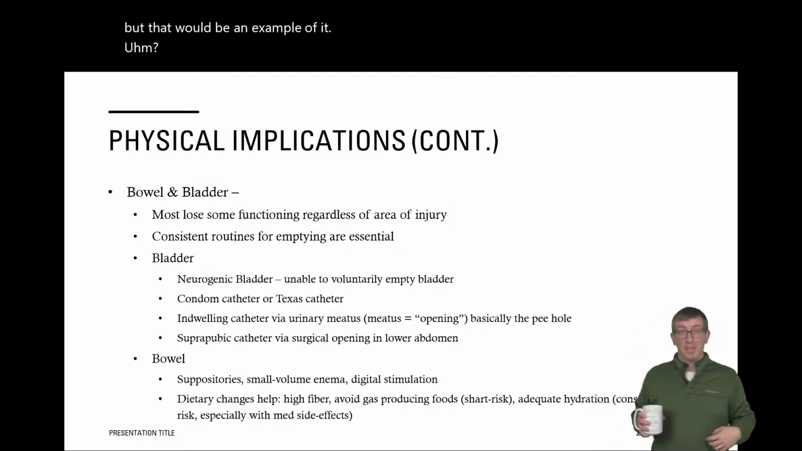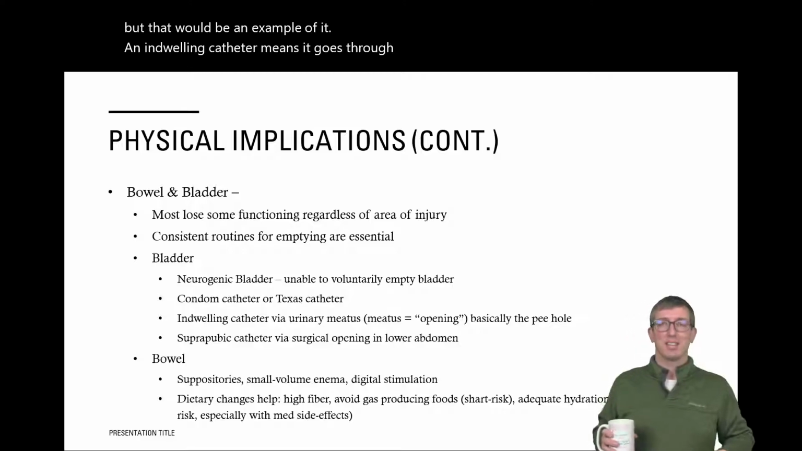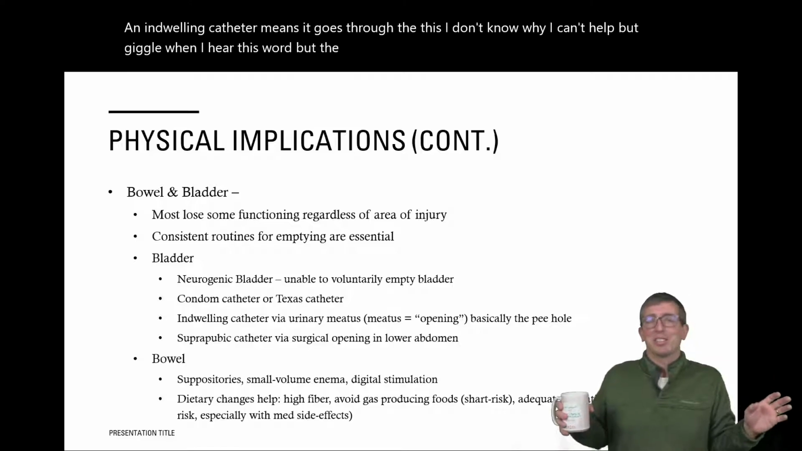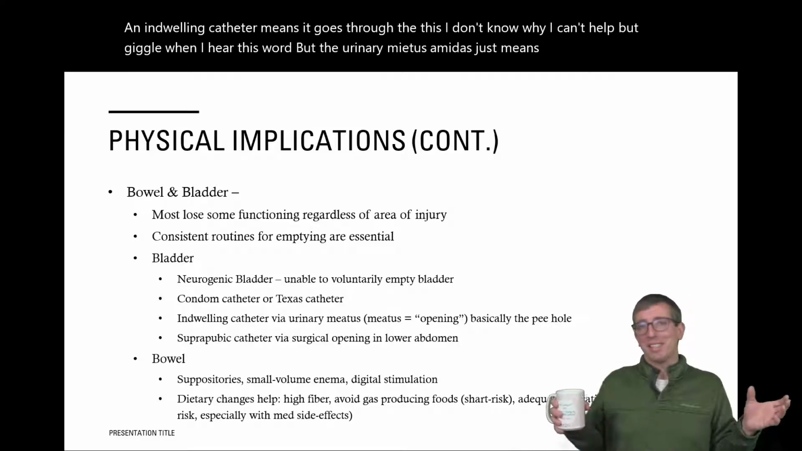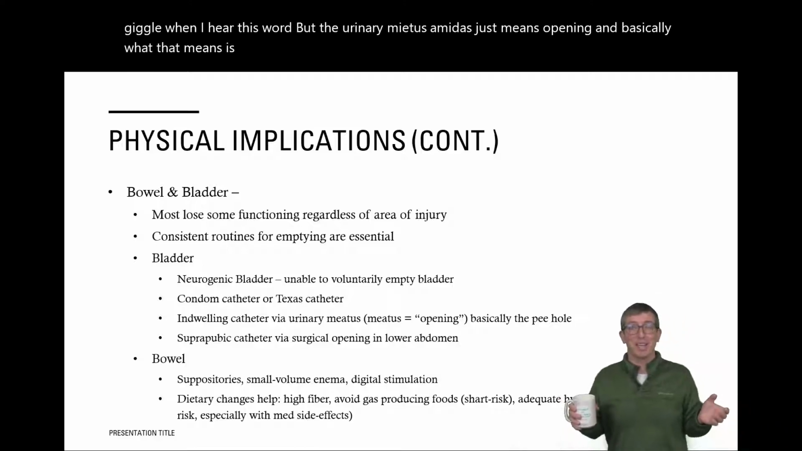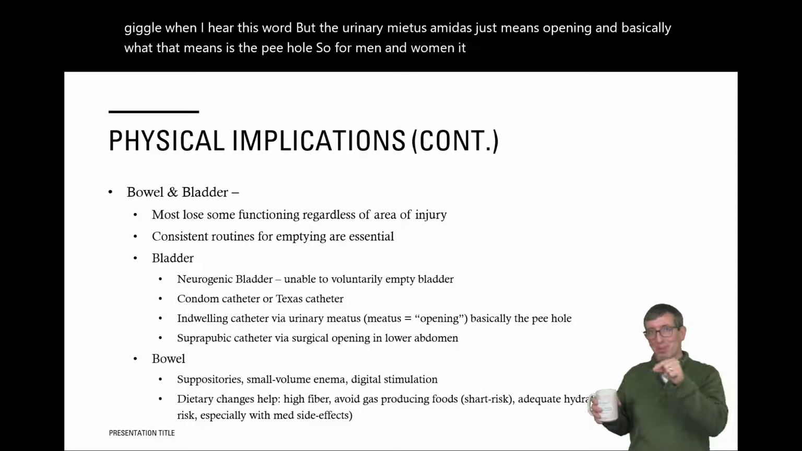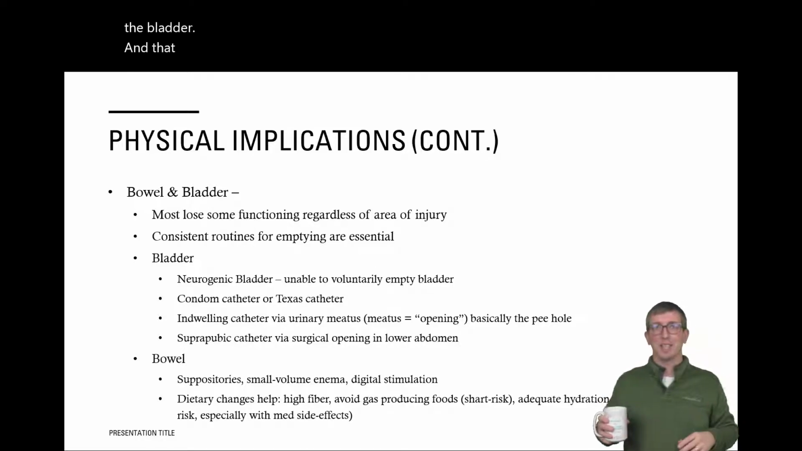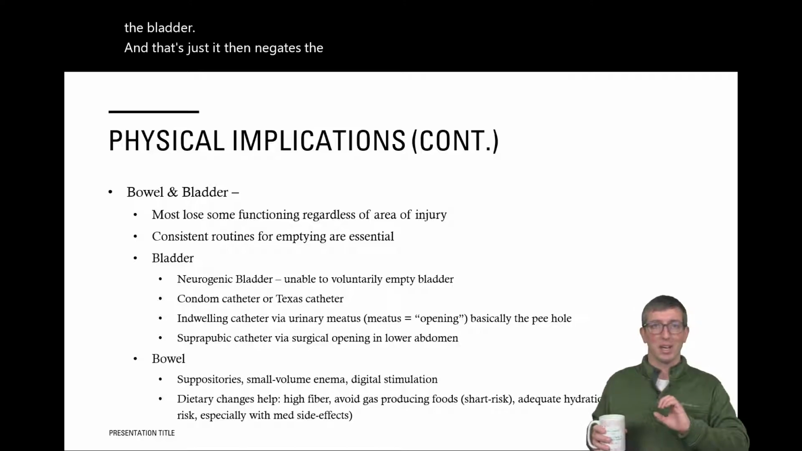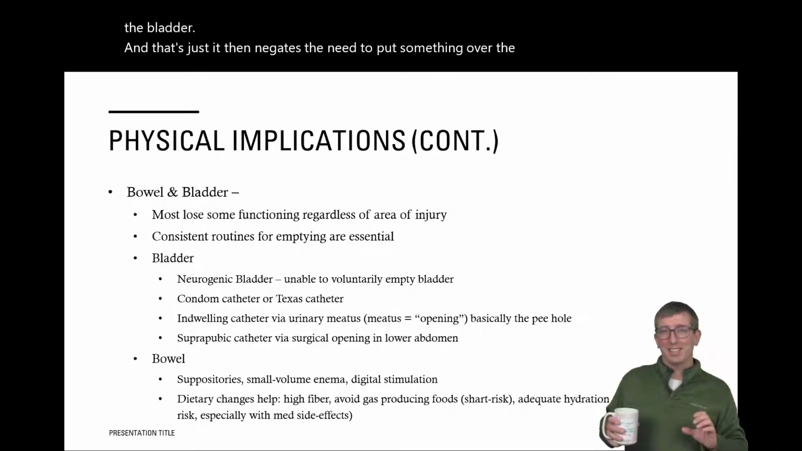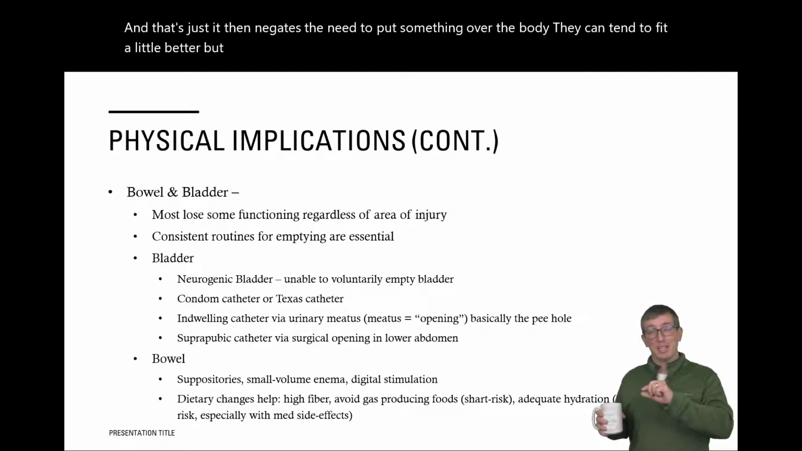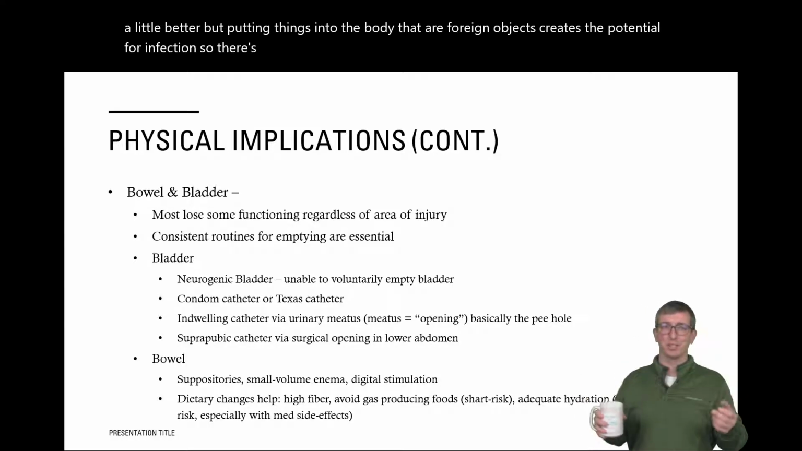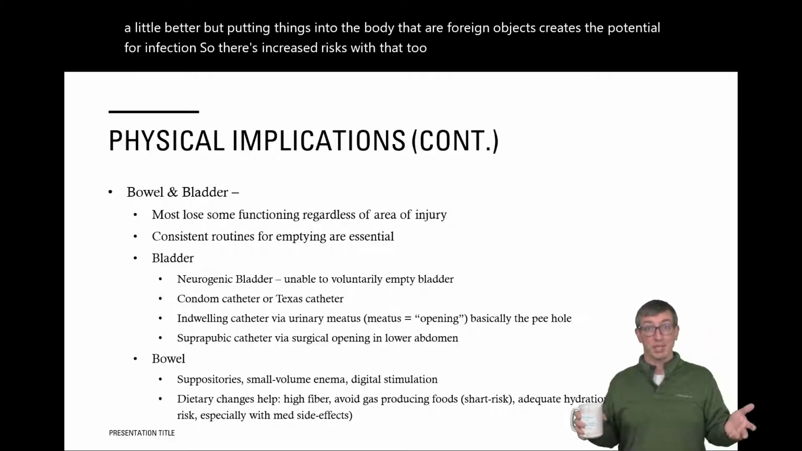An indwelling catheter means it goes through, I don't know why I can't help but giggle when I hear this word, the urinary meatus. A meatus just means opening. Basically what that means is the pee hole. So for men and women, it goes through the urethra up into the bladder. And it then negates the need to put something over the body. They can tend to fit a little better, but putting foreign objects into the body creates the potential for infection. So there's increased risks with that too. But it's an option if it needs to be one.